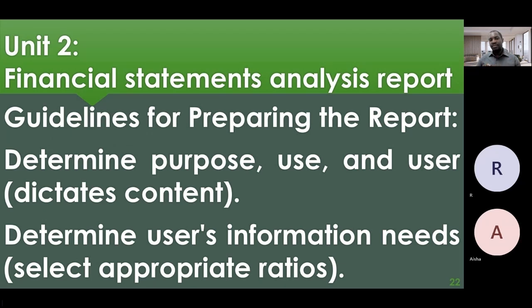So, guidelines for preparing your report: you need to determine the purpose, what's the use, what's the aim, the objective, and the user, who dictates the content. You need to determine that, and also determine the user information that is needed. In questions and requirements, you don't always need to perform all 5 categories of ratio. They may just ask for profitability, liquidity, and short-term solvency. And sometimes they may ask for investment and long-term solvency.